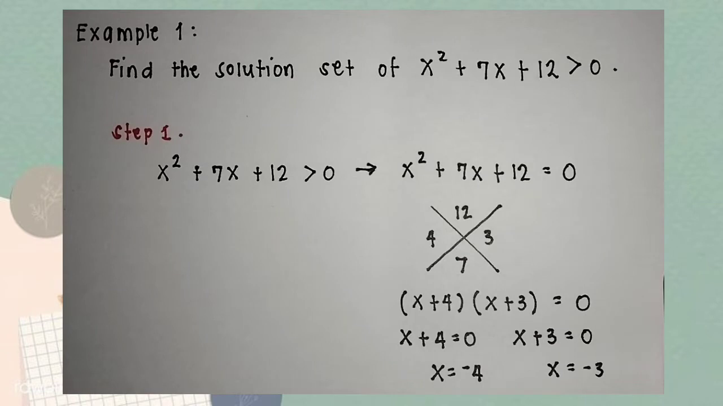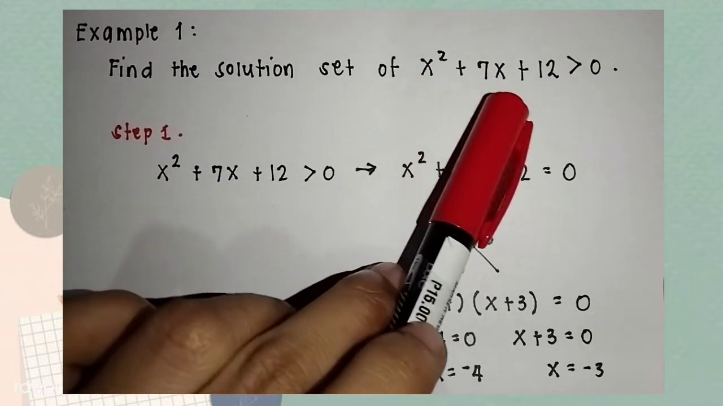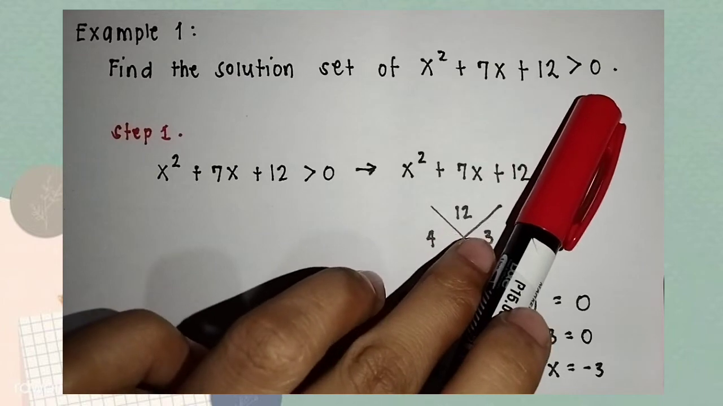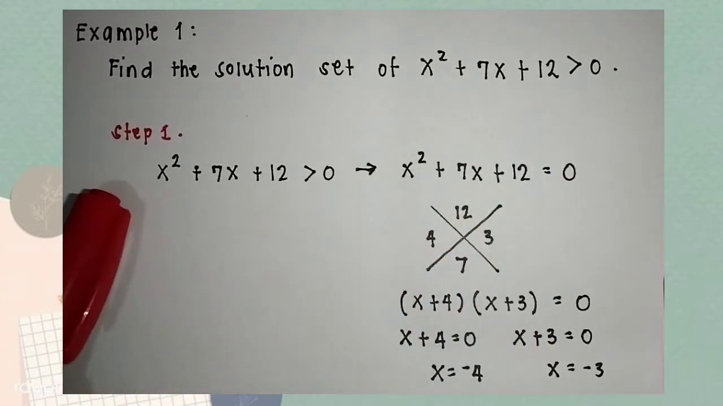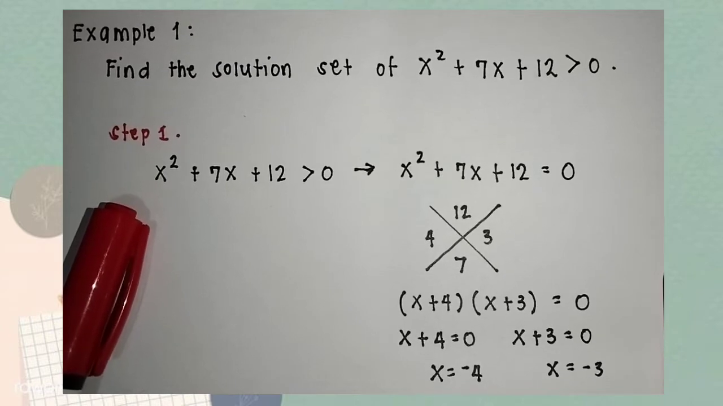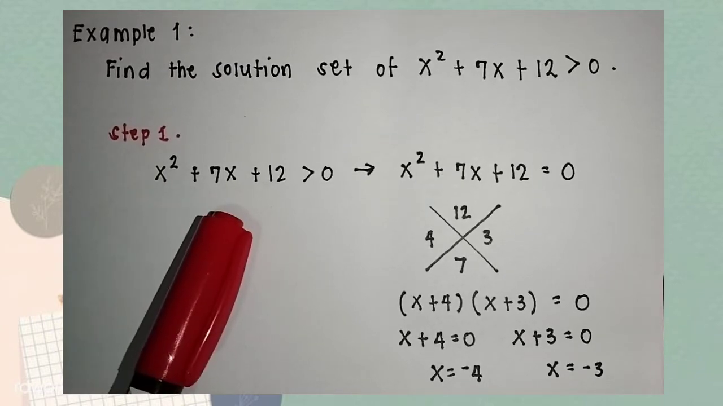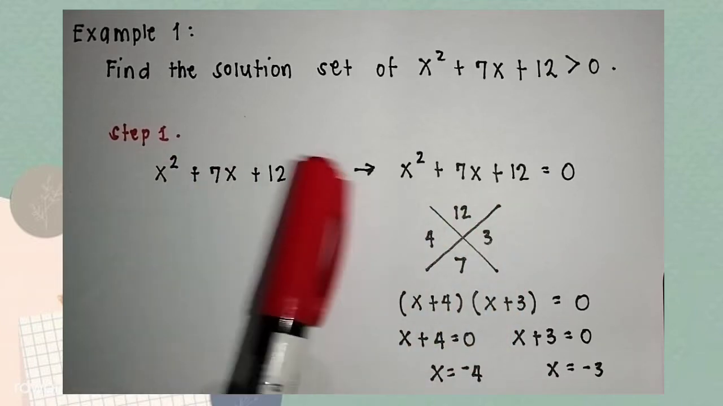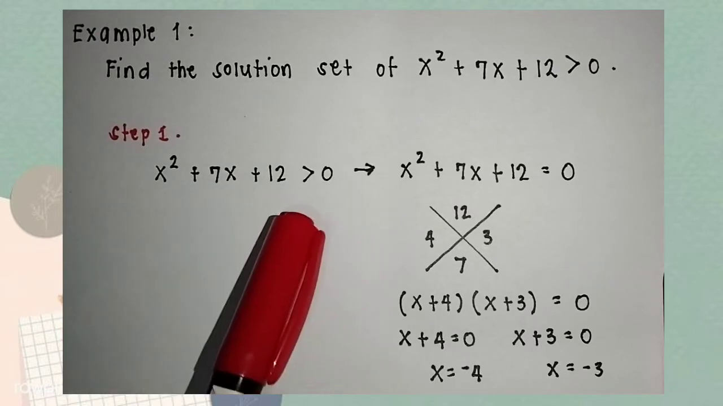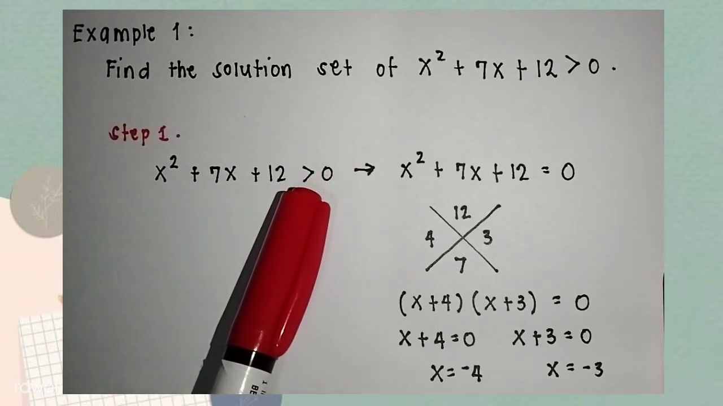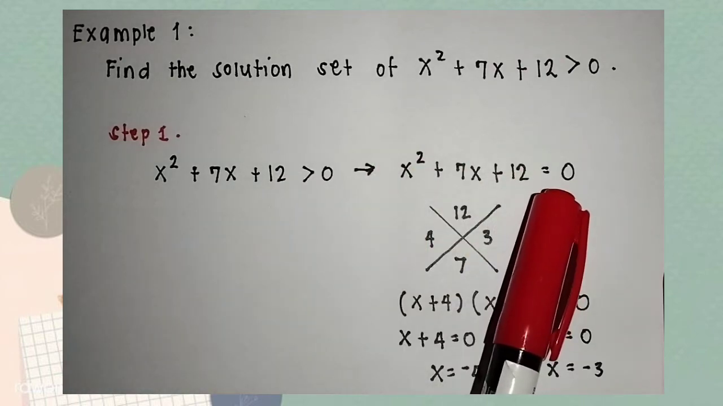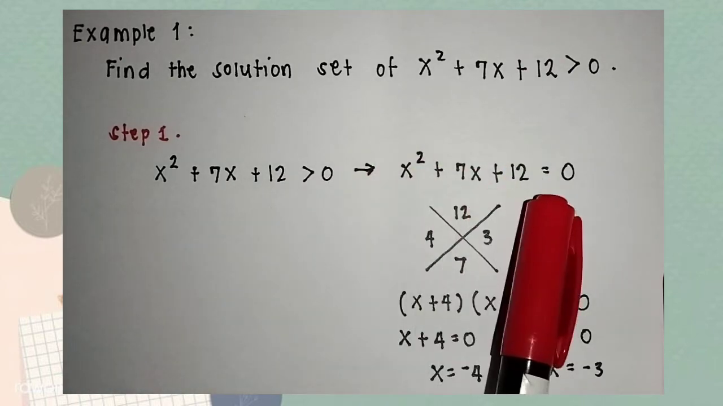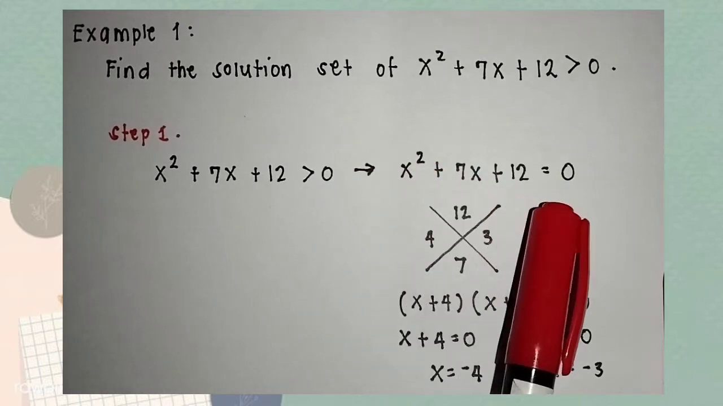Okay, so let's have example number 1. Find the solution set of x squared plus 7x plus 12 greater than 0. Step 1: we get the corresponding quadratic equality of our inequality. Meaning, we just replace the greater than symbol with the equal sign. So it becomes x squared plus 7x plus 12 equals 0.